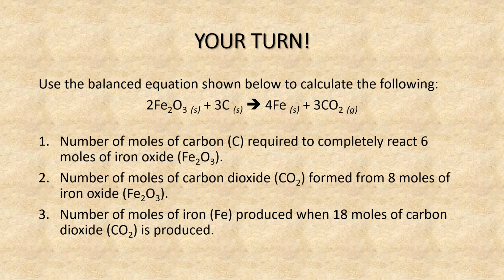All right, so it's your turn now. I have a new chemical equation this time that I've balanced for you. It's a bit more complex than the last one. So we've got 2 moles of Fe2O3, that's iron oxide, combining with 3 moles of carbon to make us 4 moles of iron and 3 moles of carbon dioxide.